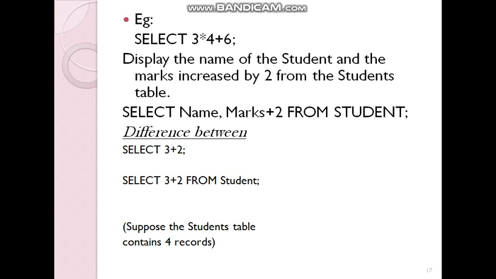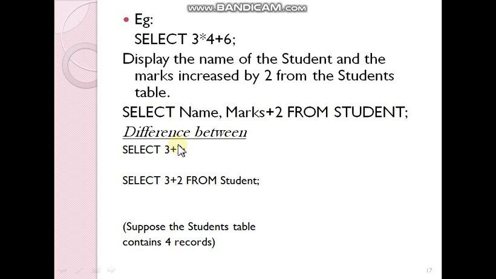Then these arithmetical operators can be used along with the from clause. See, I want to add 2 extra marks for each student. So it is just displaying. Internally the marks are not changing. In the display it will show the new mark, but internally the mark is still the same. If you want to internally change the mark, you have to use the update command. Here: select name comma marks plus 2 from student.